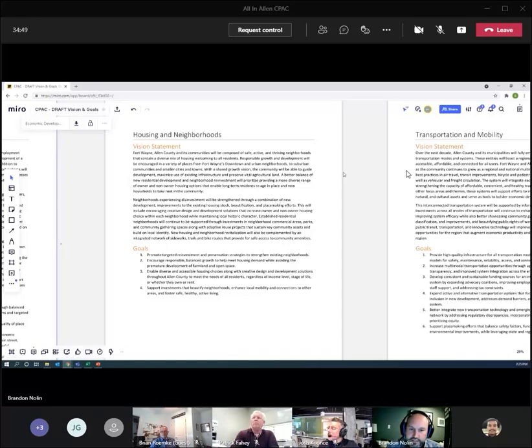Again, that emphasis on reinvestment and strengthening neighborhoods, including adaptive reuse, historic preservation, and providing for neighborhood amenities as well.